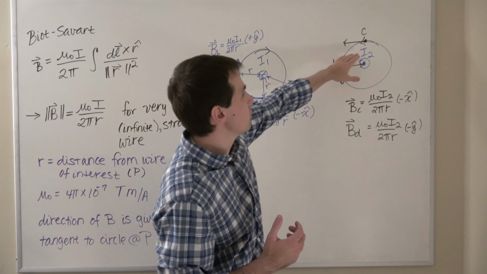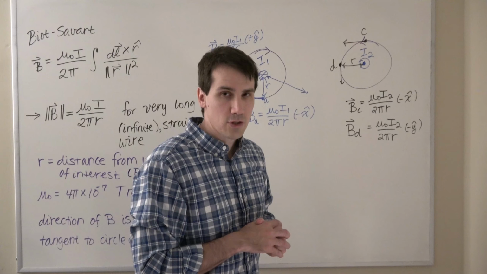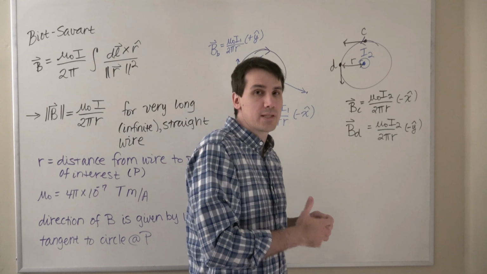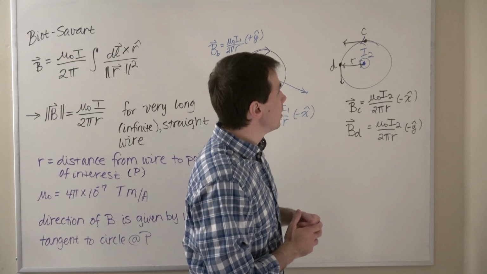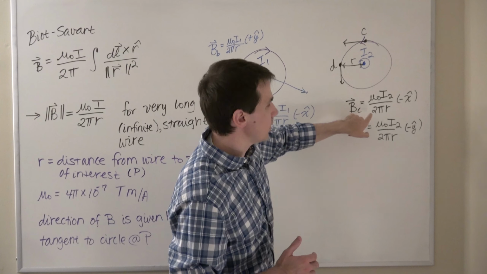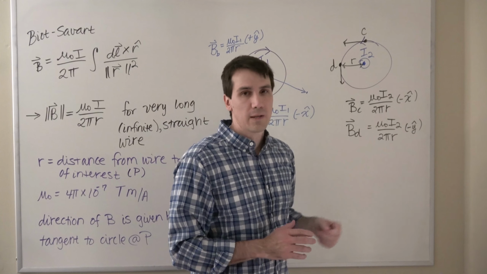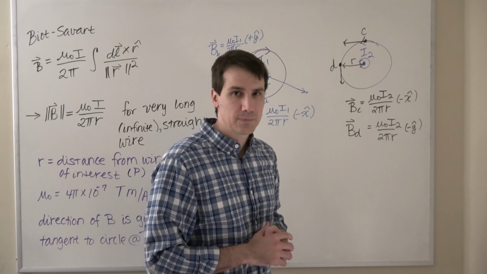And we can do the same thing for point C. Point C clearly points in the left direction. The magnetic field at point C points to the left here. That is the direction of our tangent vector. And so we can write down the magnetic field at C as our magnitude multiplied by negative x hat.